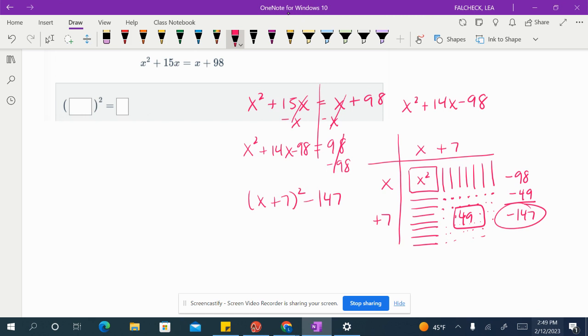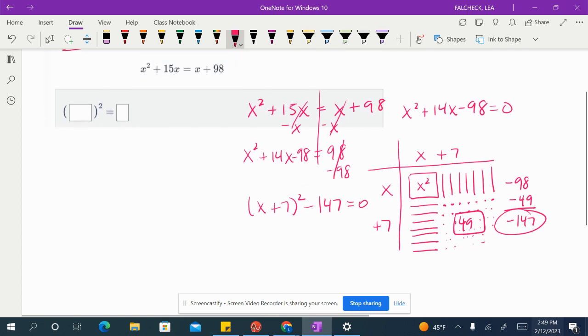So then remember that we sorted everything over to the left-hand side of the equal sign. So this is kind of the trinomial that we were starting with. So we're still on the left-hand side of the equal sign.